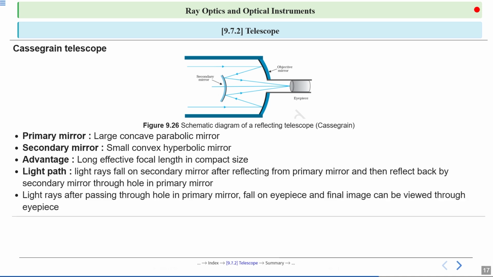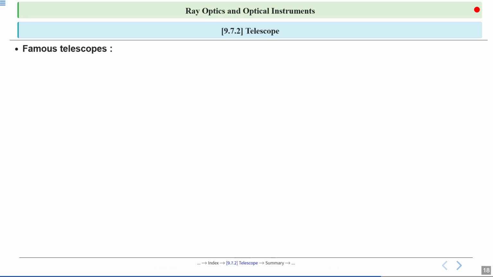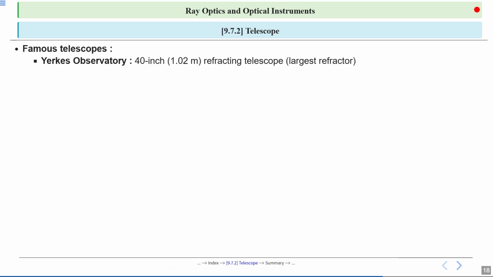We have covered the key components and advantages of the Cassegrain telescope. Remember, the primary and secondary mirrors work together to provide a compact yet powerful optical system. Now, some famous telescopes. First is Yerkes Observatory, which houses the largest refracting telescope with a 40-inch diameter. This telescope has been pivotal in astronomical research, allowing scientists to observe celestial bodies with great clarity.